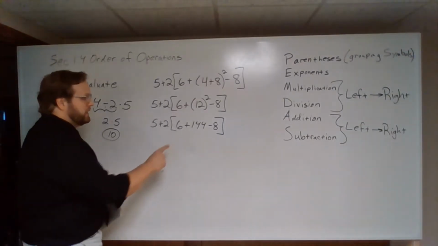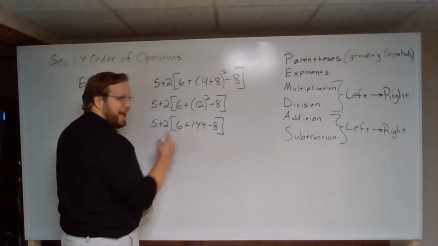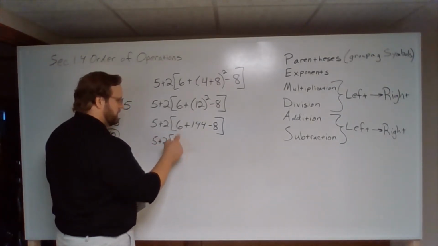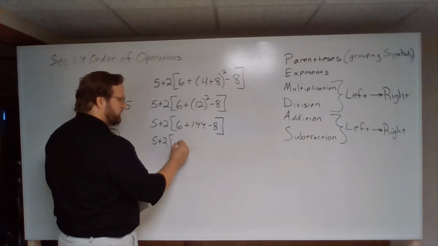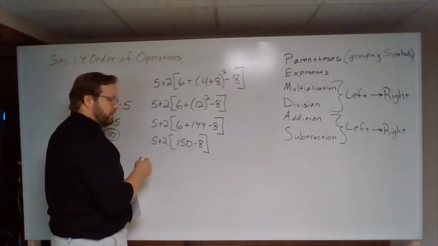Okay, so again, we still have this problem within the problem. Left to right, I'm going to add and then subtract. 6 plus 144 is 150. Then I subtract.